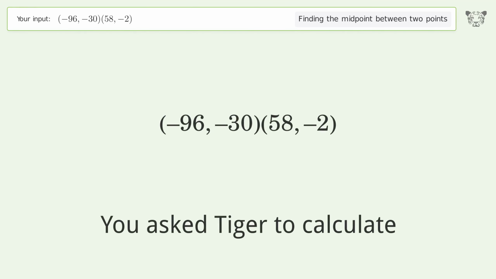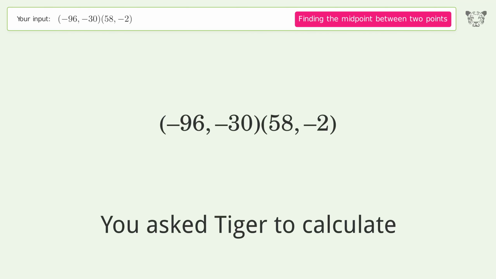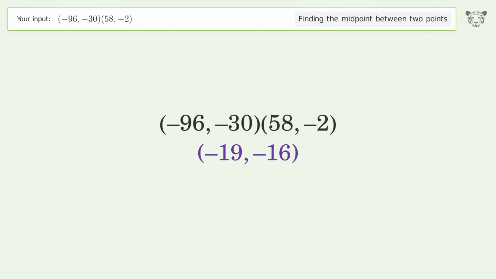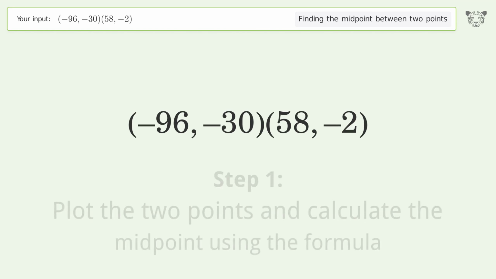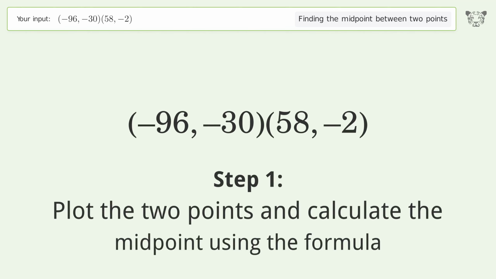You ask Tiger to calculate. This deals with finding the midpoint between 2 points. The midpoint between the 2 points is -19, -16. Let's solve it step by step. Plot the 2 points and calculate the midpoint using the formula.